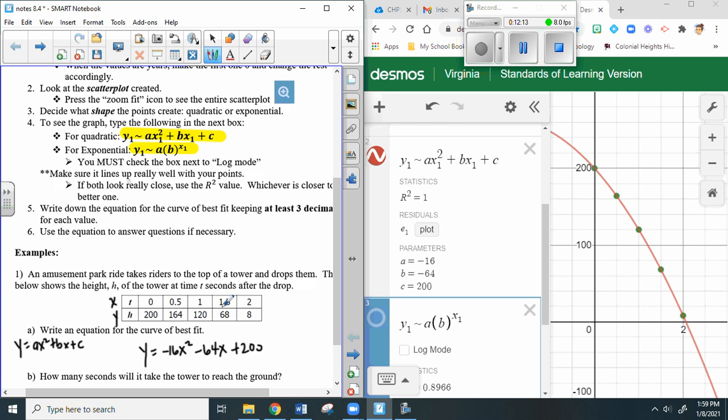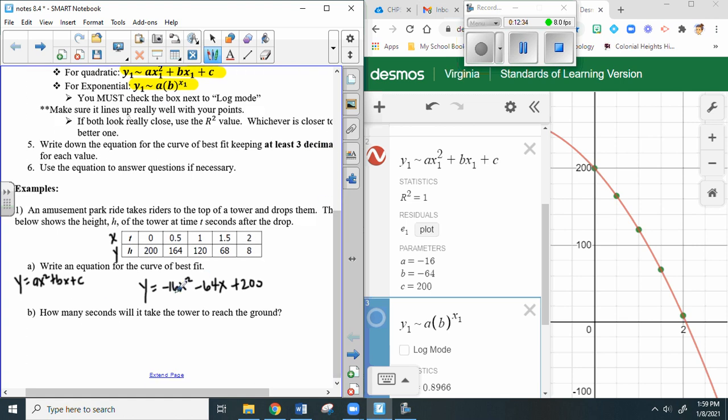All right? Then you are probably going to be asked to answer a question using that equation. By the way, if for some reason Desmos gives you A, B, and C in decimals, you will need to keep at least 3 of them. You can keep more, but no less. All right, so here's our question. It says, how many seconds will it take the tower to reach the ground?